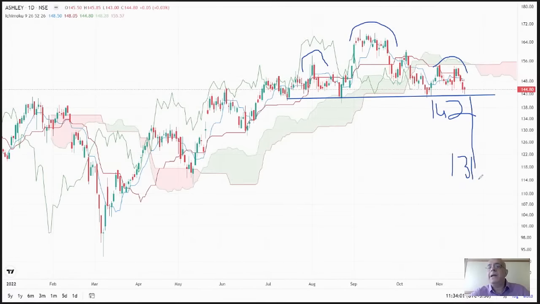130. So let 142 be broken, not before that. Give it an hourly close below 142, not before that. This can give a proper dump. There's a proper head and shoulder structure formed here, and a head and shoulder structure which happens after a strong rally has a higher probability of working. So I'll wait for the breakdown and then take a shot on this.